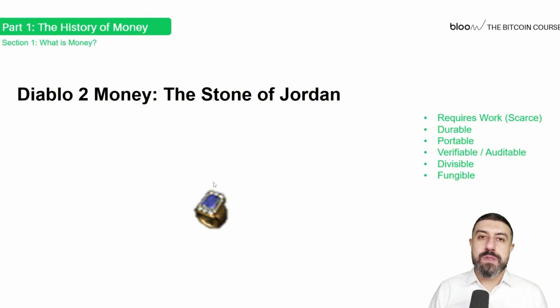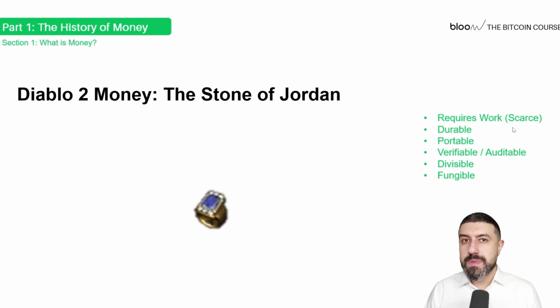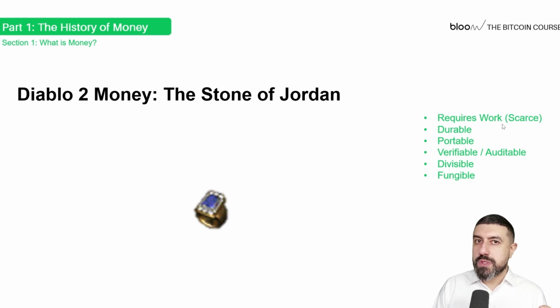Now, why did they end up using that? Well, because it fulfilled these properties the best. First, it required a lot of work to produce. Now here, let me say, when I say it requires a lot of work to produce, I'm not saying scarce. Because it's not scarce. This is a digital item. There's an infinite amount of it.